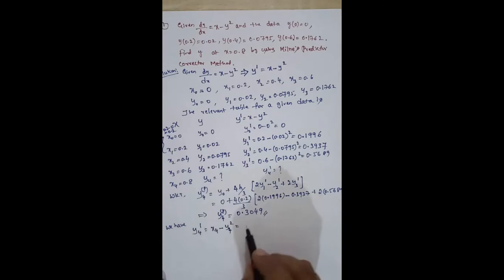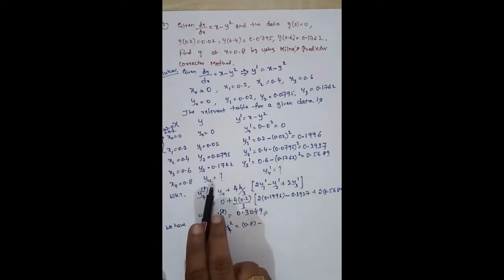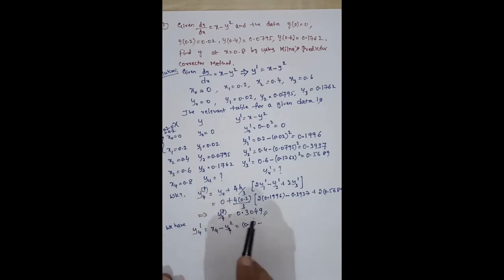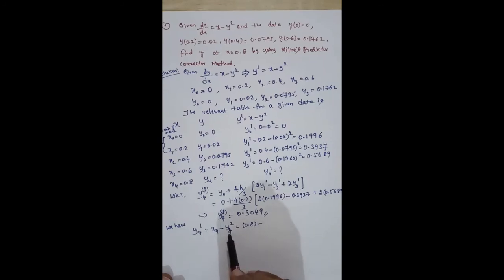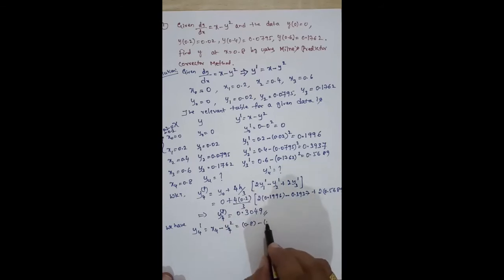And what is x4 here? x4 is 0.8 minus y4 square. y4 is unknown here, but we got y4 power p, the predicted value for y4. So let us use that predicted value for y4 here. So if I use that value here, it is 0.3049 whole square.